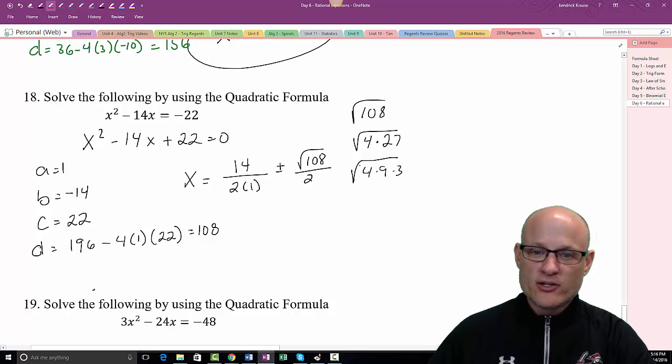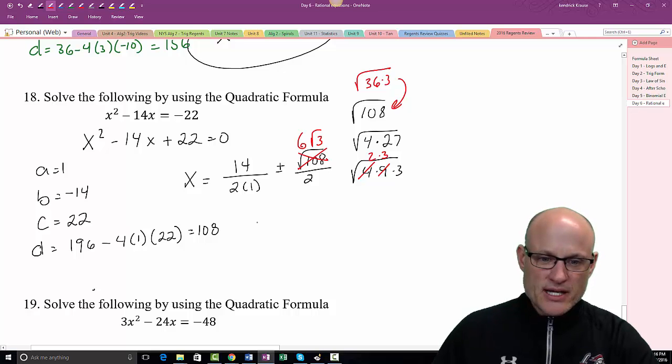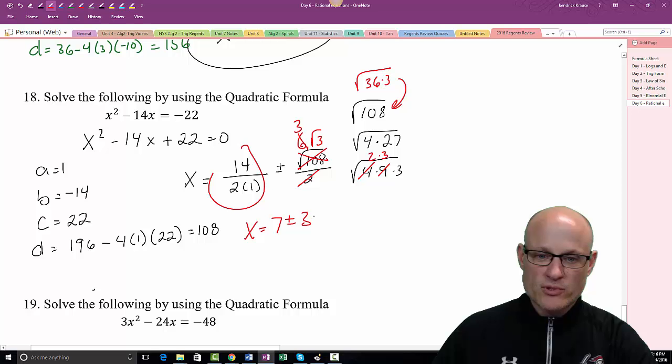Okay, that's not bad. The square root of 4 is 2. The square root of 9 is 3. So that's 6 square roots of 3. Now, hopefully you saw that actually 36 times 3 was 108, but maybe you didn't see it. All right, we're almost done. X equals 7. That's this. Plus or minus, let's see, 2 goes into 6 3 times. 3 square roots of 3.